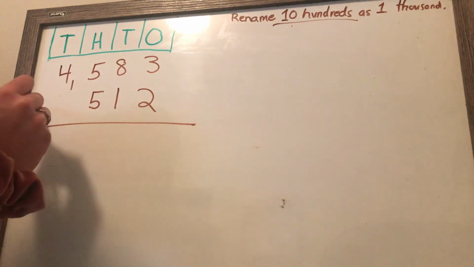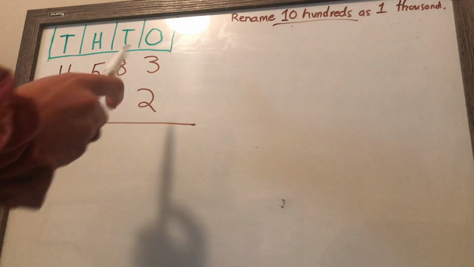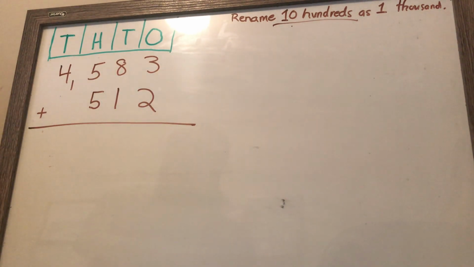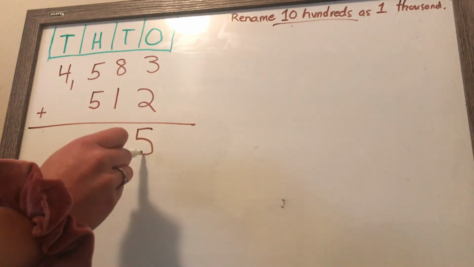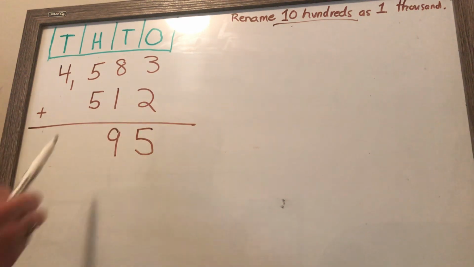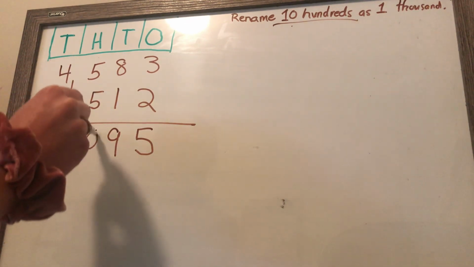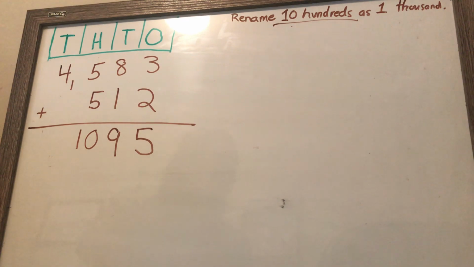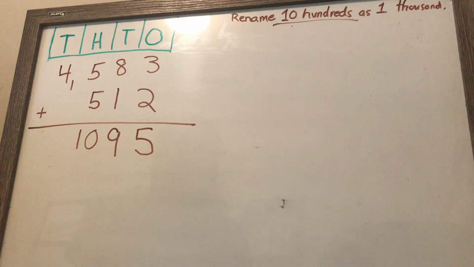We're going to first draw our line, put our symbol in. We're not subtracting, we are adding. Okay, 3 ones plus 2 ones is equal to 5 ones. 5 is less than 9, so we can leave 5 ones in our ones place value. 8 plus 1 is 9. 9 is equal to 9, so we can leave that in our tens place value. 5 plus 5 is 10, and that is greater than 9, so we have to rename this 10 so that it actually fits in our hundreds.